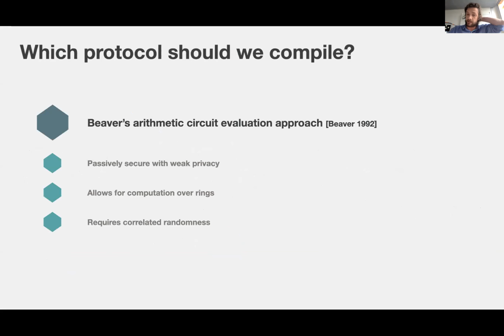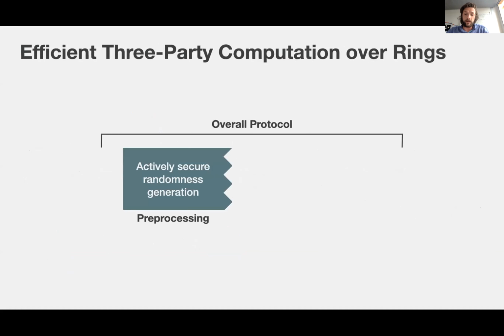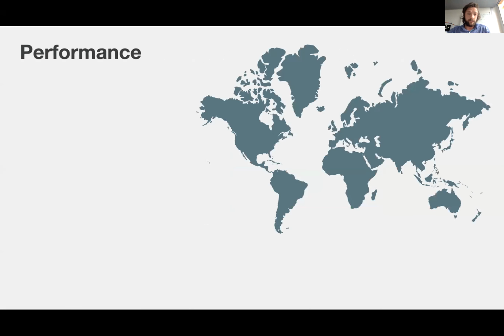The protocol that we compile is Beaver's arithmetic circuit evaluation, because it's passively secure and it computes over rings. The only thing that we need in addition is some correlated randomness that we need to generate to be able to use that protocol. So the overall approach is that we have custom-made preprocessing protocols for generating this correlated randomness, and then we use the passively secure protocol of Beaver in combination with our compiler to get the online phase, and thus our overall protocol.